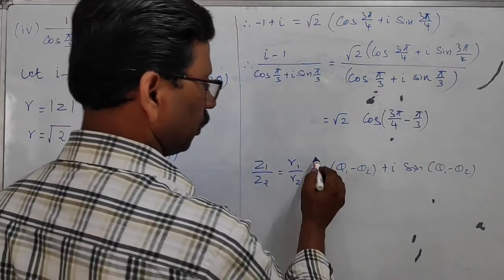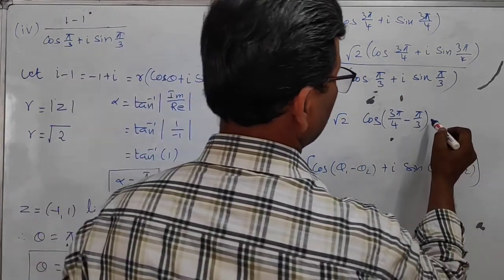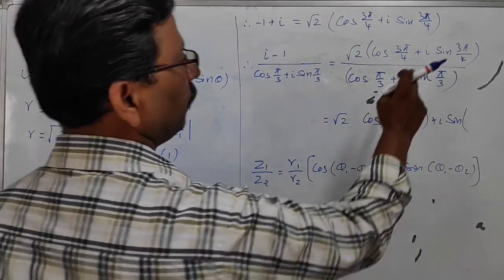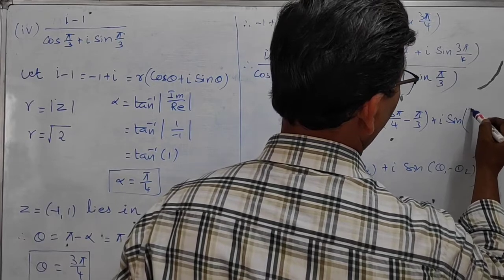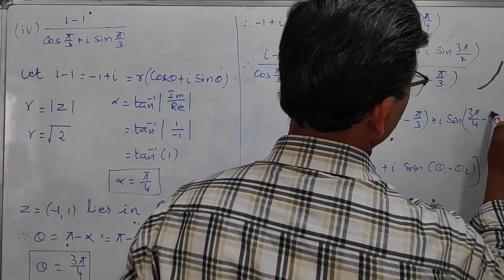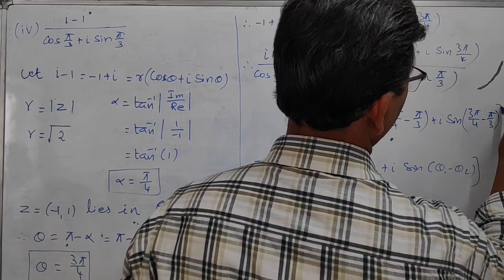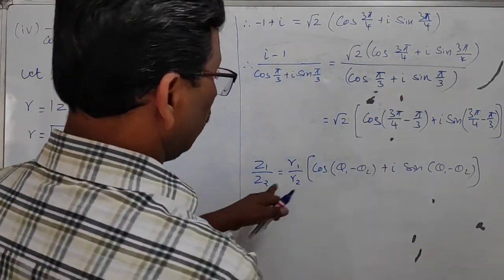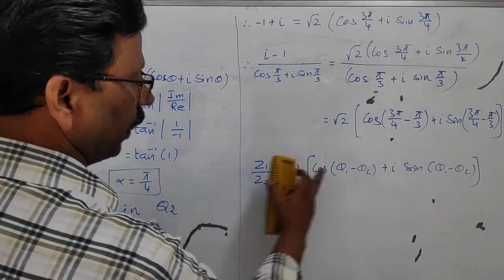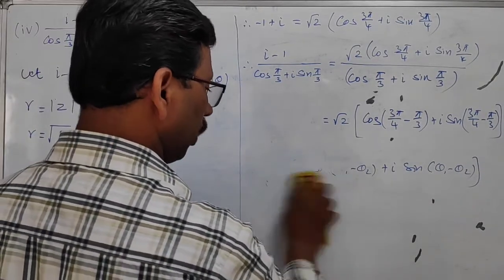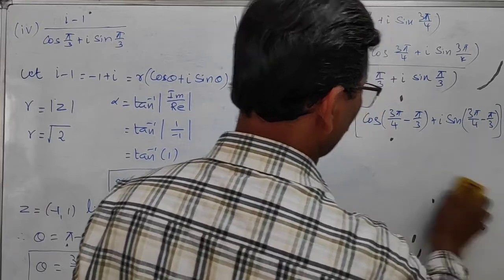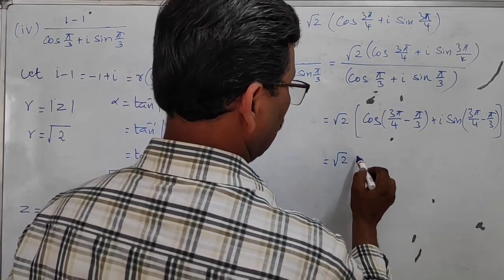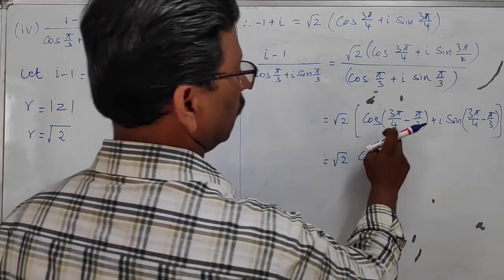Now after that, plus i sin of the same thing, sin of 3 pi by 4 minus pi by 3. Based on this property, I have written. Therefore, we should remember these properties. z1 by z2 means you have to subtract the arguments. z1 into z2 means you have to add the arguments. That you must remember.